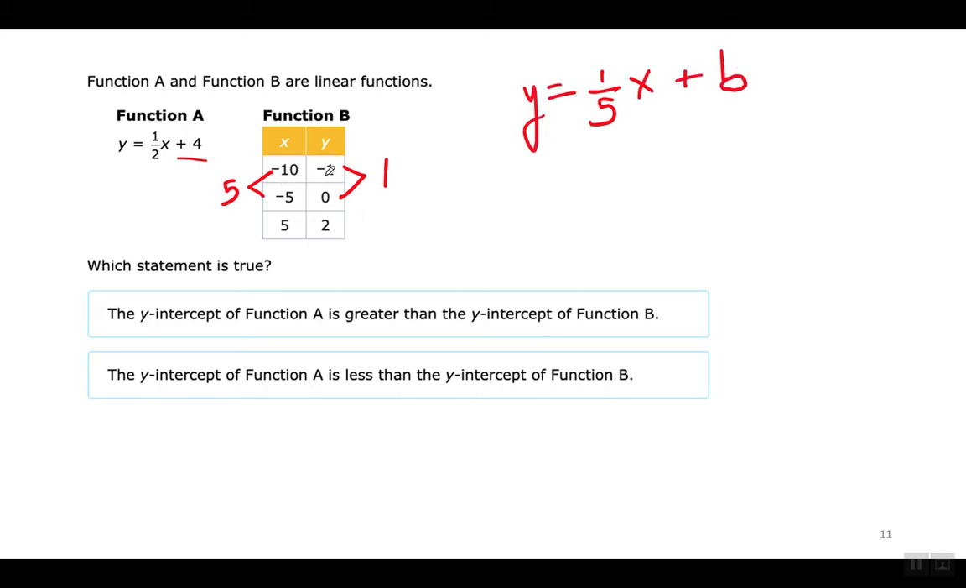Now to find the y-intercept, I'm going to substitute negative 5 and 0 for x and y.